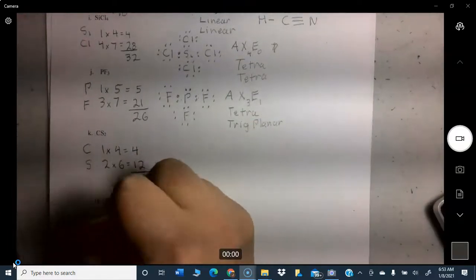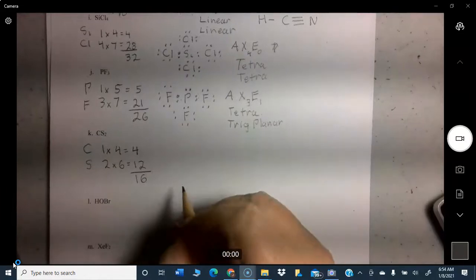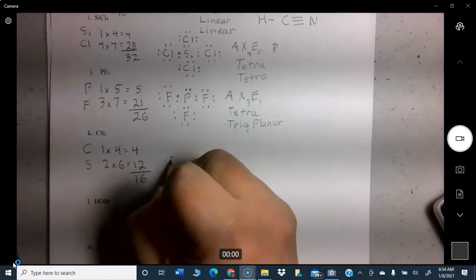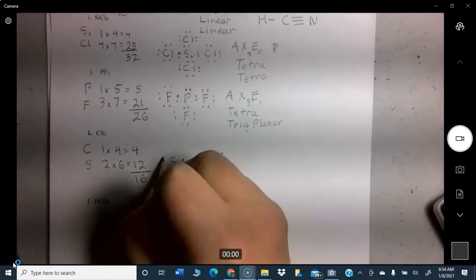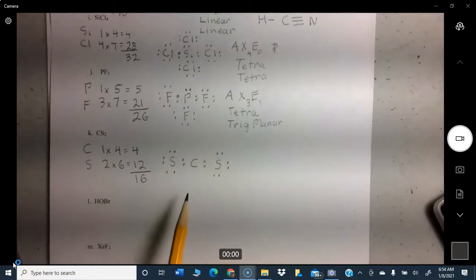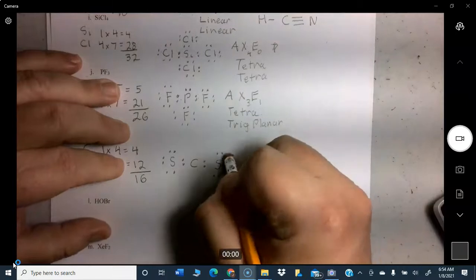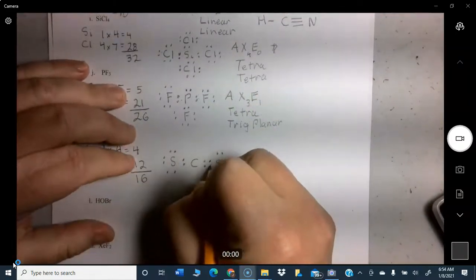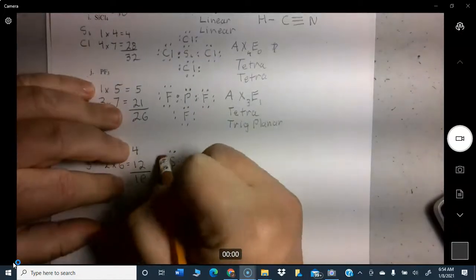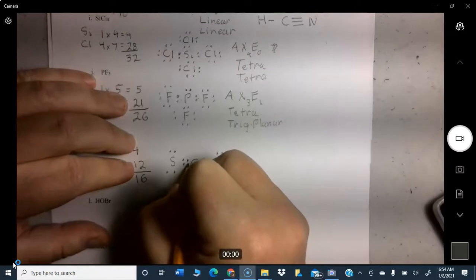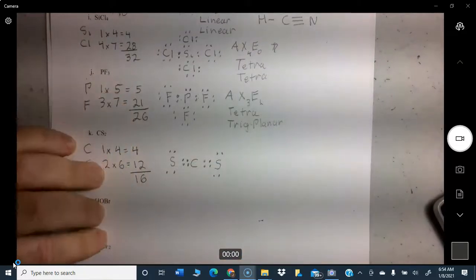Okay, so you have 16 in all, so we're going to just assume it looks like this. Alright, so we have 16, 16, so we don't want to add or subtract any, but carbon does need its octet, so I think we all know how to do that by now. We're going to take those, put them in here. Alright, so the shape is determined.